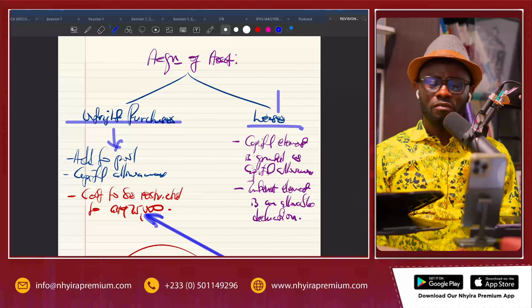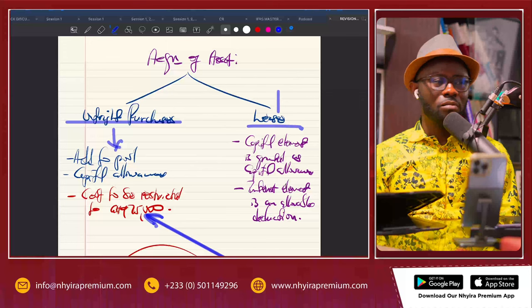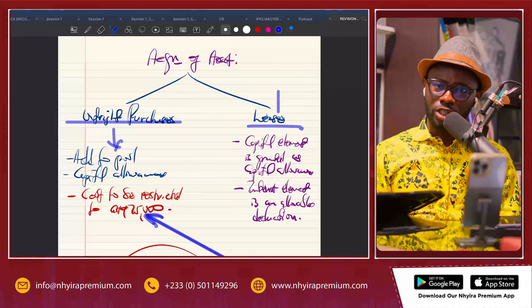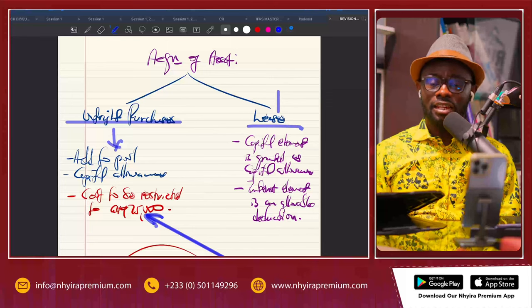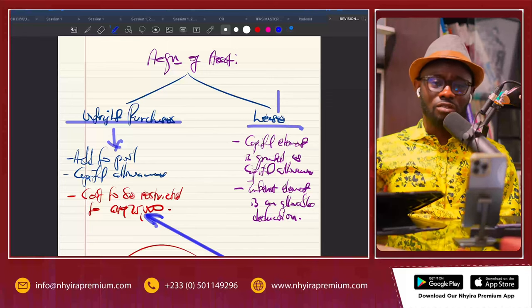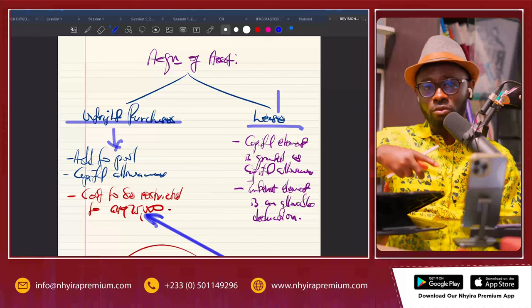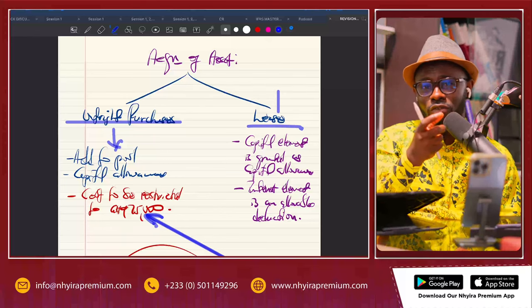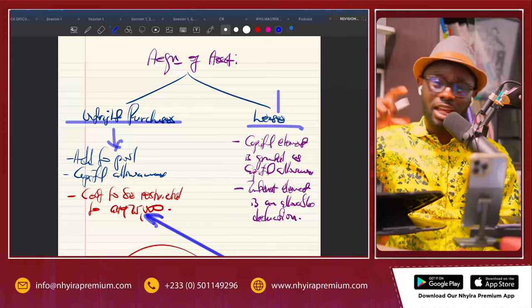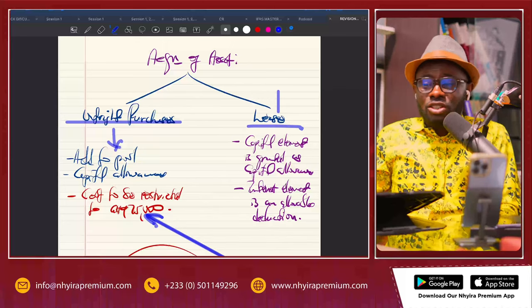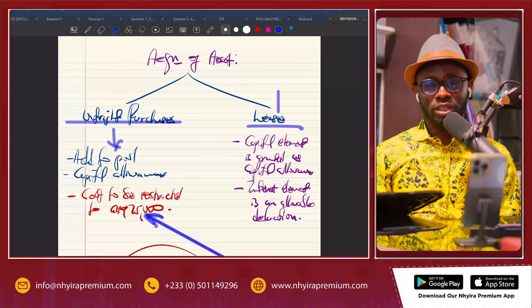Unless otherwise we are given mileage for how much it was used for official purposes and private purposes, in which case, whatever capital allowance we calculate, they can only get up to the portion that was used for official purposes. Unless we are given that mileage, that additional information, it's assumed that it's for business purposes.